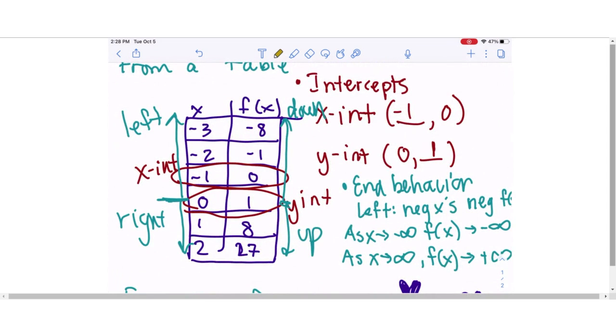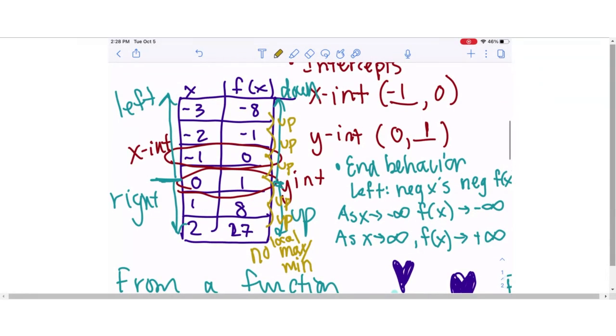I start going down the f of x's and I see if it's going up or down. So I can see from -8 to -1, that's going up. From -1 to 0, that's also going up. 0 to 1 goes up. 1 to 8 goes up. 8 to 27 goes up. So there's no max or min, no local max or min. So that's what you do for those. And the domain and range with all of them is all reals.